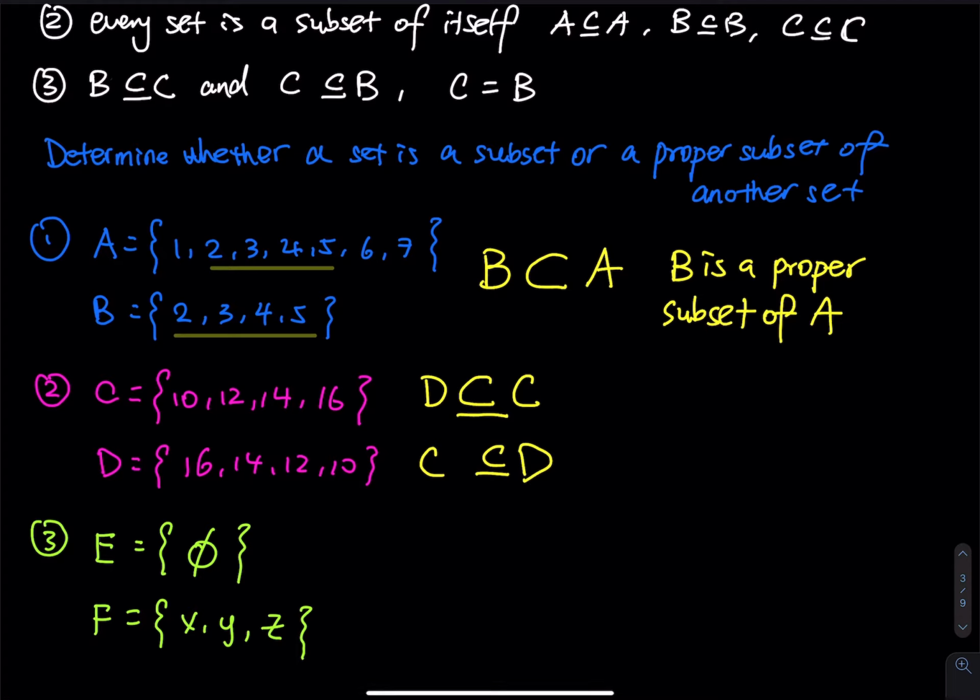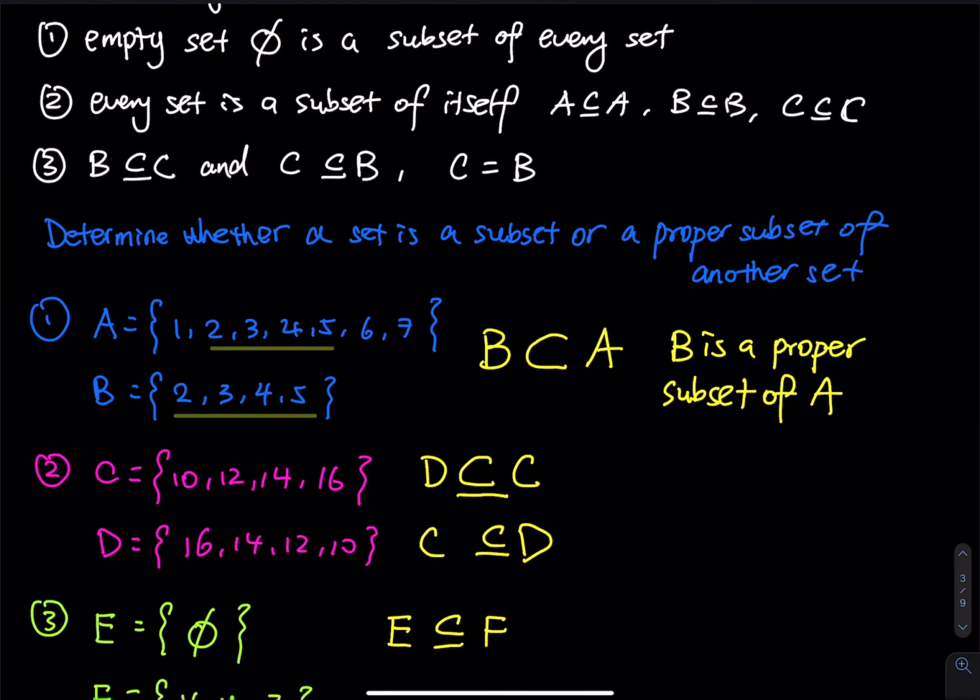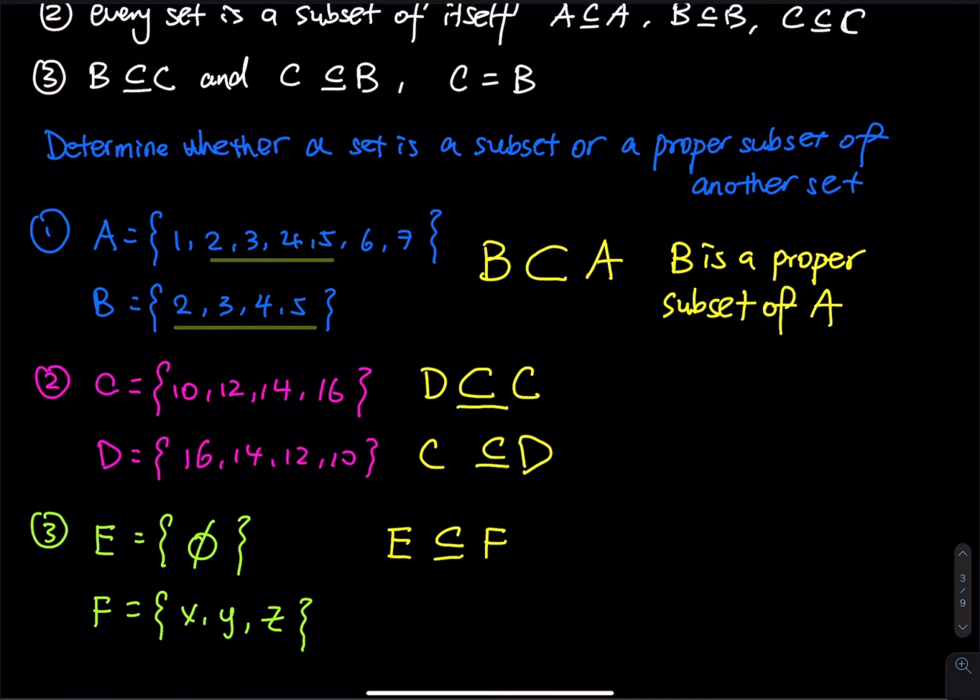And then in number 3, set E is an empty set, so that means there is no element in set E. And then set F, we have 3 letters X, Y, and Z. So here is what we can say. We can say that E is inside F, because, still remember, every empty set is a subset of every set. So E is a subset of F. That's it.